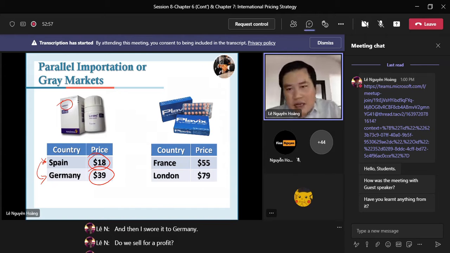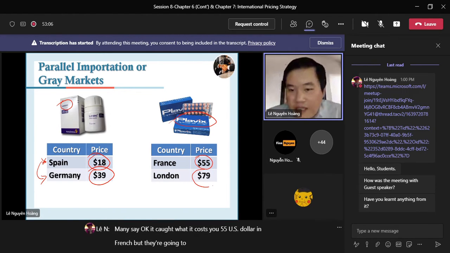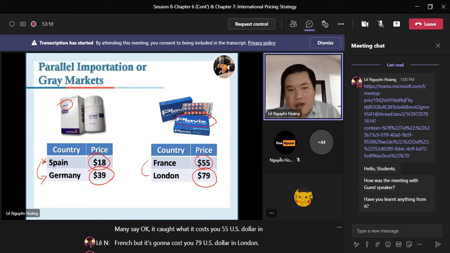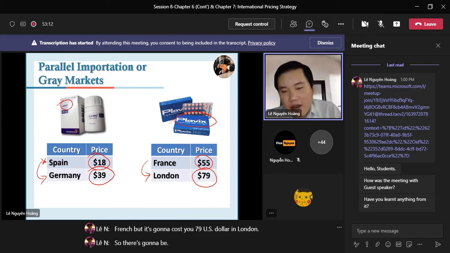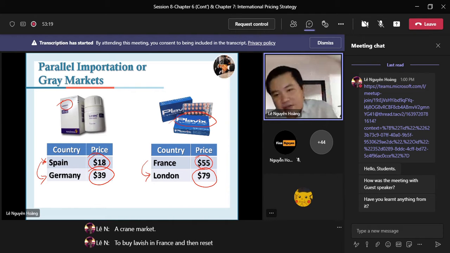Another example is Plavix. It's going to cost you $55 in France, but $79 in London. So that's going to be a gray market: buy Plavix in France and then resell it in London for a profit.